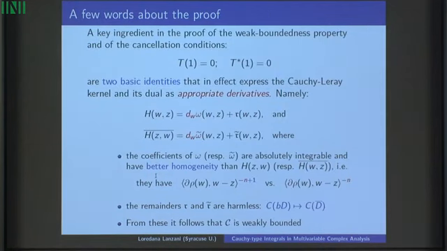So I just want to say one word about the proof. The reason why everything works out in such a nice way, when we apply the T(1) theorem in its simplest form, is because the Cauchy-Leray kernel is essentially a derivative. In other words, it is almost an exact differential, except for a remainder which is negligible. And the same is true for the kernel of the adjoint.